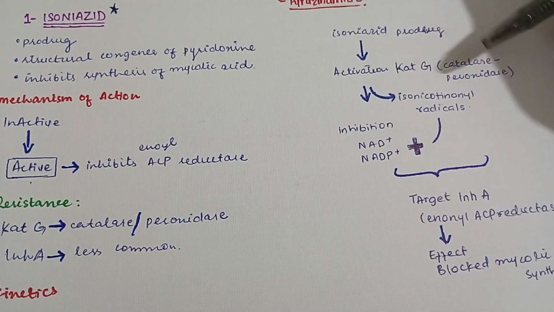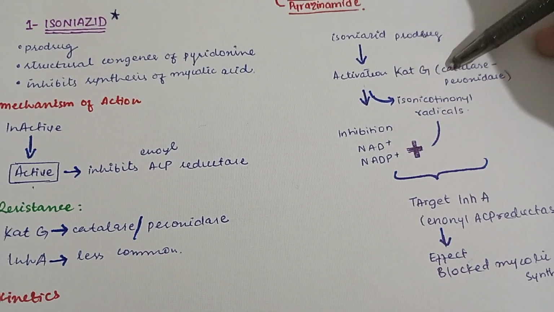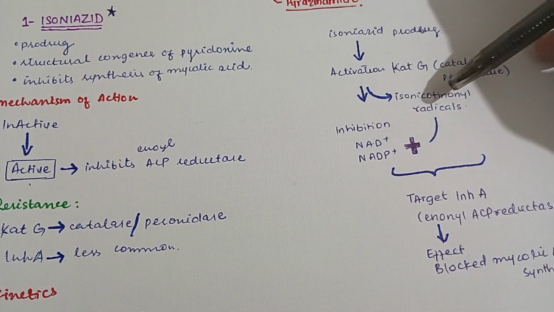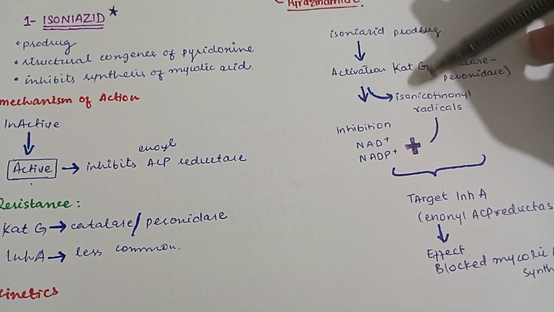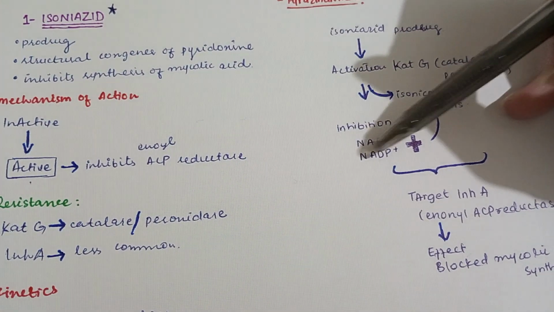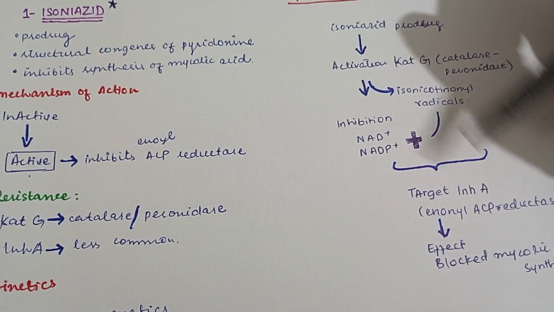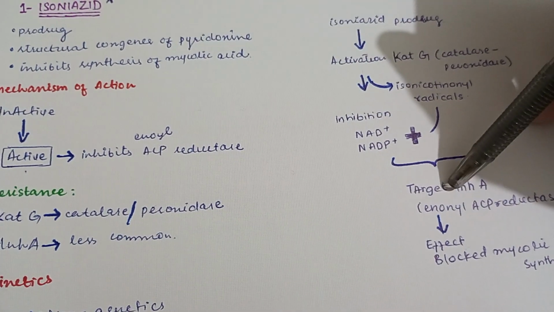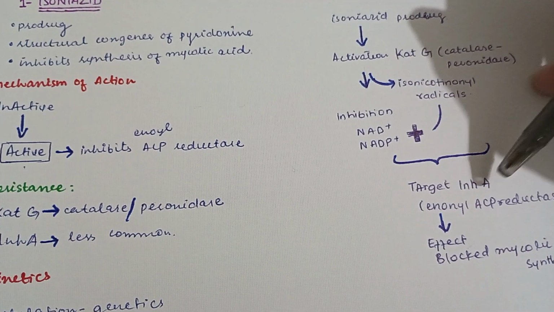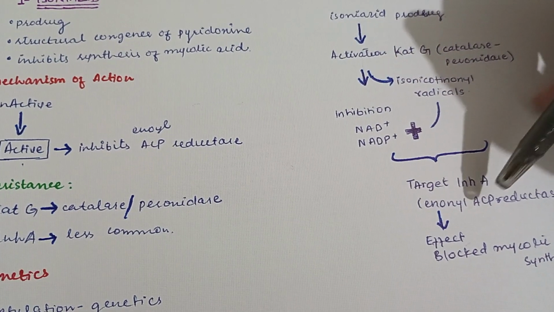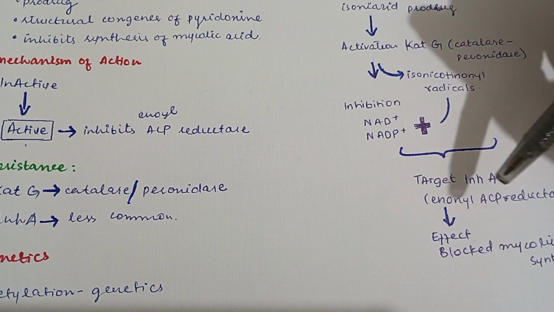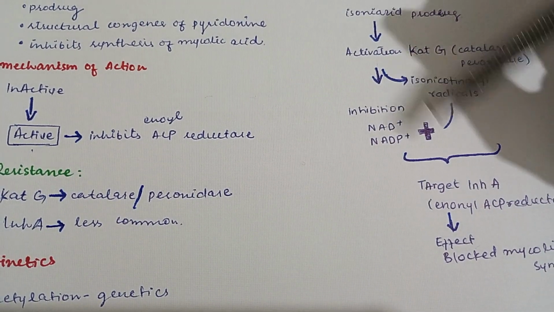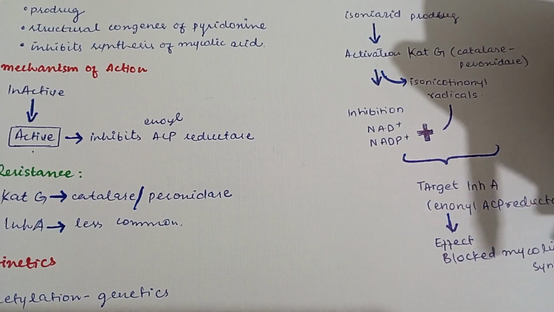So isoniazid prodrug is activated by the product from this KatG gene. This encodes a protein that is catalase peroxidase, and this actually converts isoniazid into active isonicotinoid radicals. These are active radicals, and they combine with NAD positive, NADPH positive, and form a complex. And the complex that is formed inhibits the product of the inhA gene, that is enoyl ACP reductase, the enzyme that is involved in the synthesis of fatty acids. So the overall effect of this drug is that it blocks the mycolic acid synthesis.